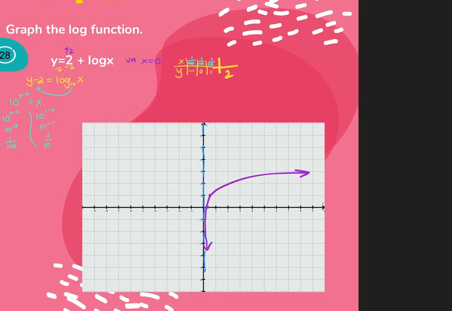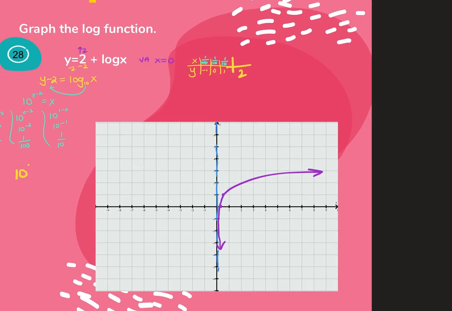So if I plugged in 2, I would get 10 to the 2 minus 2, which is 10 to the 0, and that's 1. And I would get 1, 2, so I would know my curve is still here. It would still be doing this. You don't need it though, okay? If you know it's gonna curve, as long as you have those 3 points and you can make the rest of your curve approximation, that's fine.